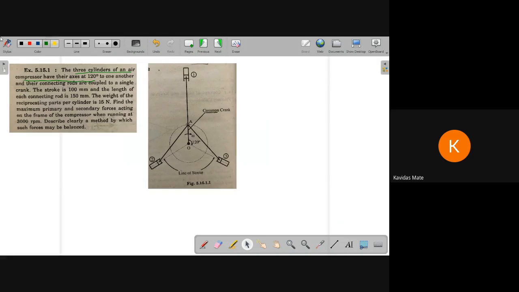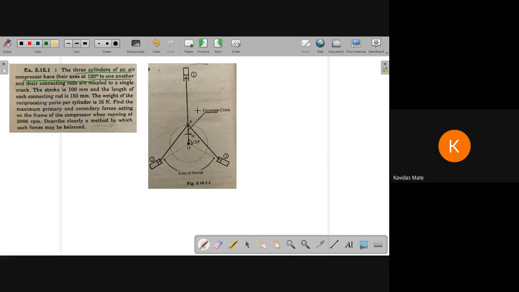In this numerical, I will read out the problem first. The problem is given in a word statement. You need to form a diagrammatic view of whatever data is given, and then we need to proceed with solving the numerical. So let's look at the question first. In the question, they have mentioned that the three cylinders of an air compressor have their axes at 120 degrees to one another.